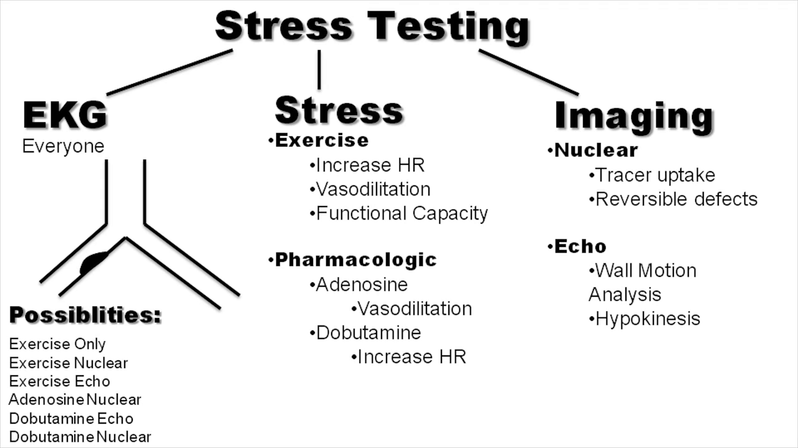So the stress part of the test is two forms. The best form is exercise. It increases your heart rate, it causes dilation, and we get to know what your functional capacity is. Functional capacity is the best predictor of clinical outcomes.